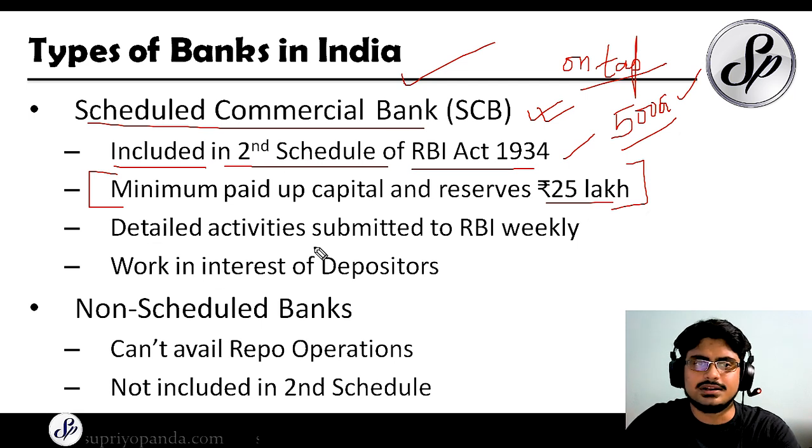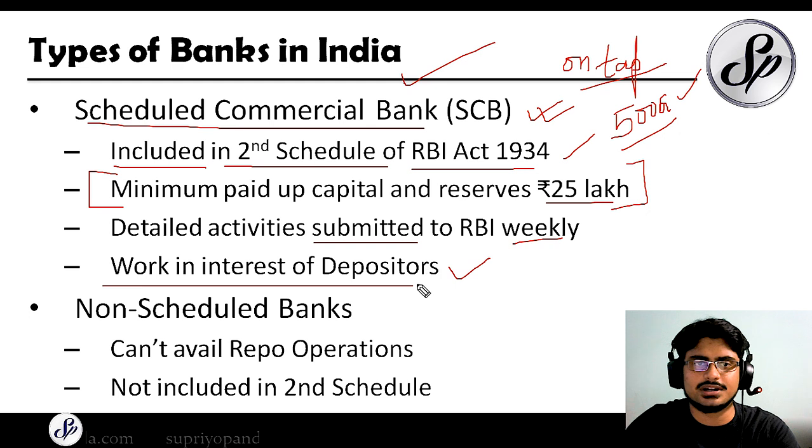Now the detailed activities for a scheduled commercial bank: it must be submitted to the Reserve Bank of India weekly. A lot of different things must be done, for example the cash reserve ratio, the statutory liquidity ratio, and all the various compliances that the Reserve Bank wants from these banks, they have to meet. They also need to work in the interest of the depositors. This is very important, that all the SCBs must ensure that the depositor interests are actually protected.